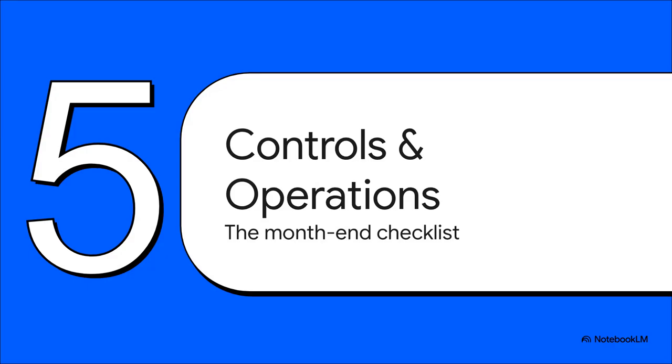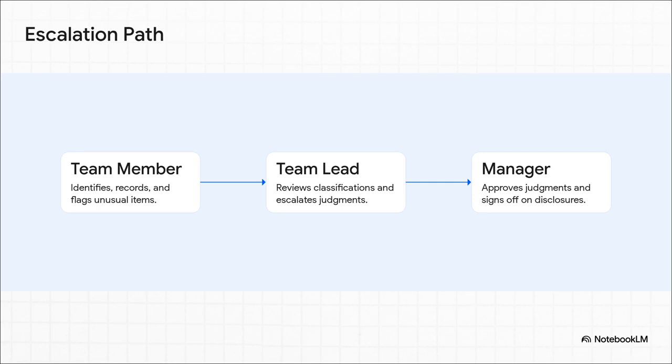Finally, Section 5, Controls and Close Operations. Let's talk about your month-end checklist and escalation path. So how do we make sure all of this actually happens without a hitch? We rely on a highly structured team and a rigorous period-end checklist. It all starts with the natural escalation path of teamwork.